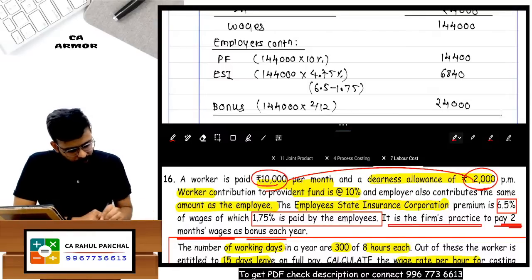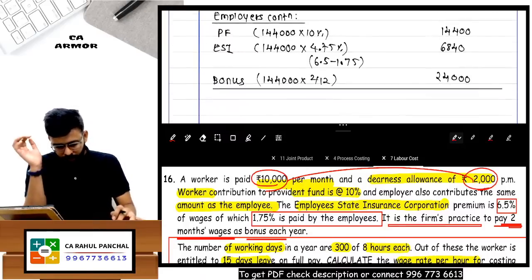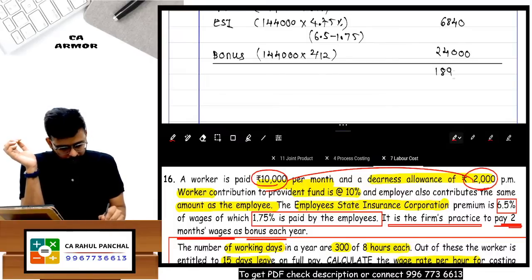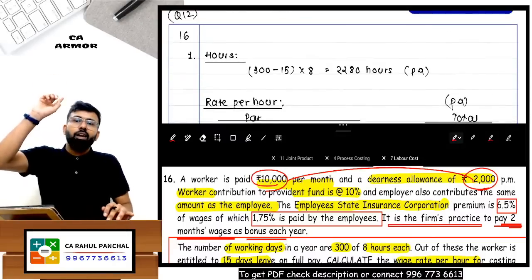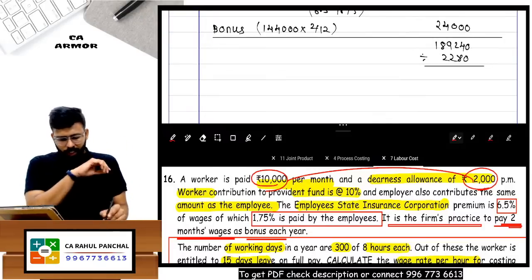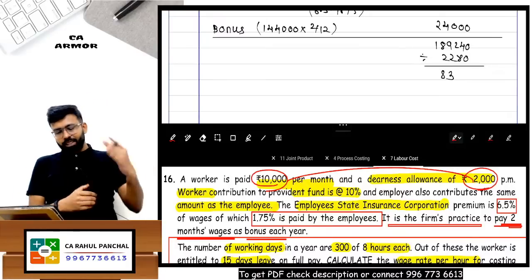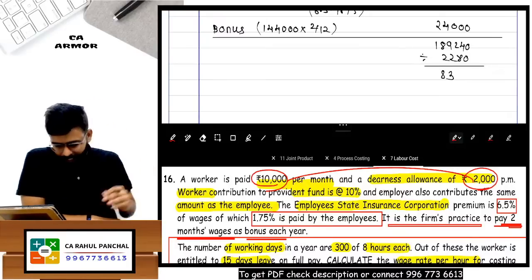Okay, just take the total. You get 1,44,000 as wages, plus I have to contribute 1,44,000 plus 6,840 plus 24,000. So you contribute 1,89,240, divided by the 2,280 hours the worker is going to work, which was calculated in the earlier working. Yes sir, and if you divide by 2,280, we get 83 as my rate per hour. That's it. So this is my answer, 83 rate per hour.